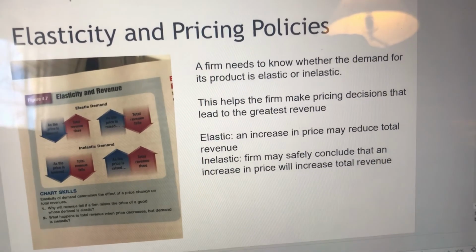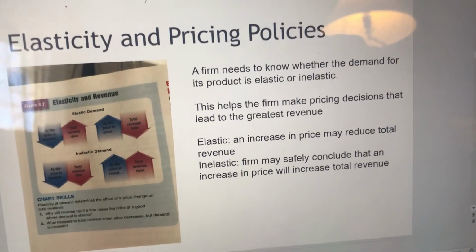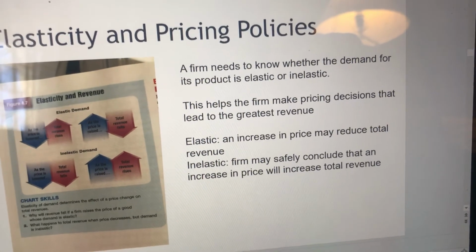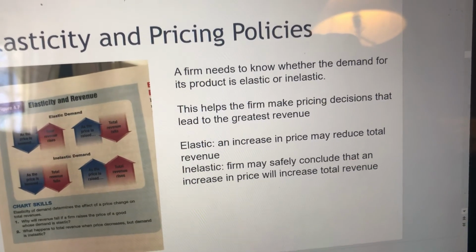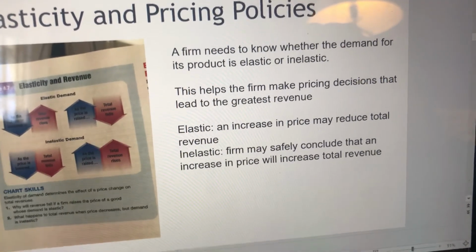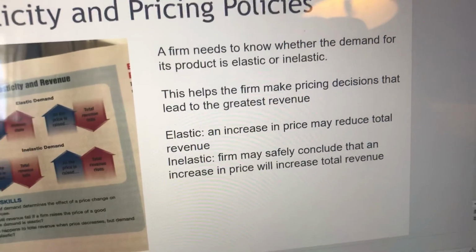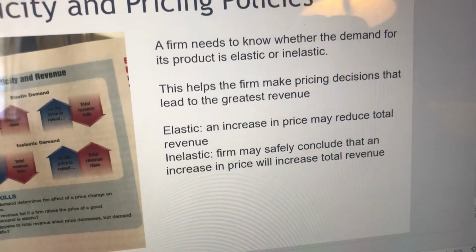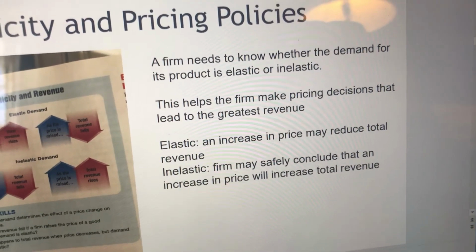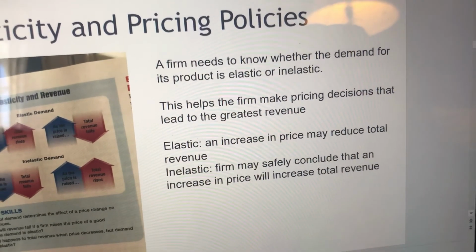Because, if it's an elastic-ish item, makeup, clothes, furniture, tacos, right? An increase in that price, again, could reduce your total revenue, right? People will not buy it as much or as often. But if your item is inelastic, right, gas, milk, medication, etc., a firm could conclude that an increase in price will increase total revenue. So they can up that price more often because people will still use it.